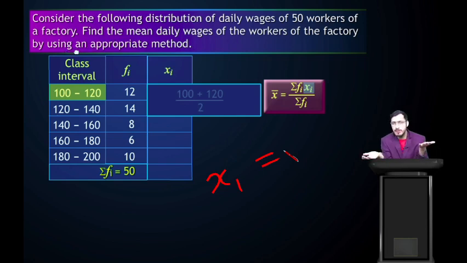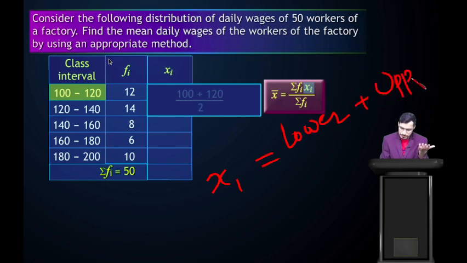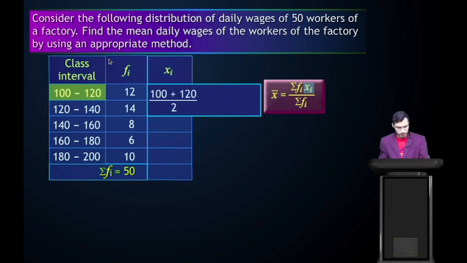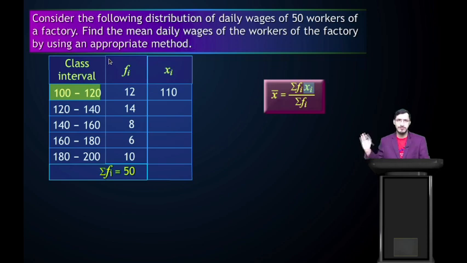Yes, lower limit plus upper limit divided by 2. So we get xi: 100 plus 120, that is 220, divided by 2, so we get 110. So xi in the first column will be 110, and next column.